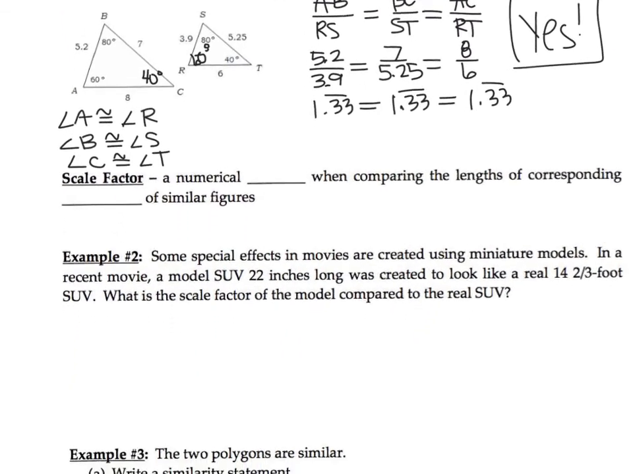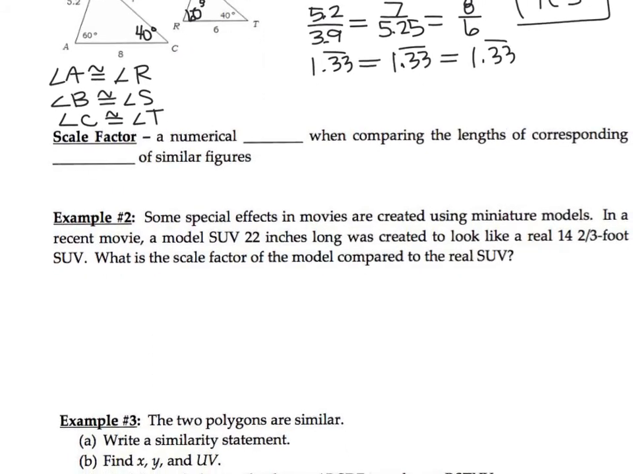So now let's take a look at something called scale factor. The scale factor is that numerical ratio we get when we compare the lengths of the corresponding sides of our similar figures. So in that previous example, the 1.33 is our scale factor. Now typically we do leave scale factor as a fraction, or we can write it as a ratio. So we wouldn't leave it as 1.33 typically, because that is a decimal. We would write it as a ratio.